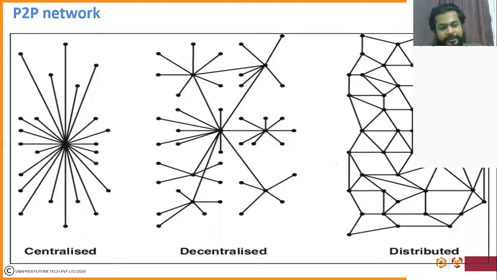So this is the centralized network architecture. Obviously, we cannot have a centralized architecture for Bitcoin, for blockchain. Okay. Now let's come to decentralized architecture.